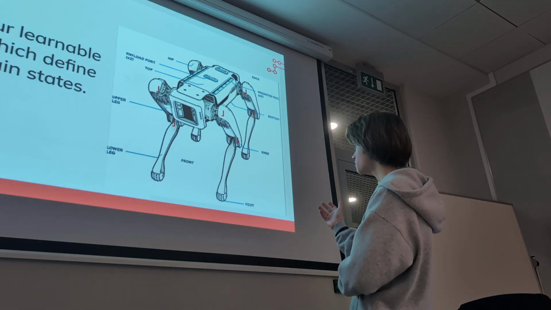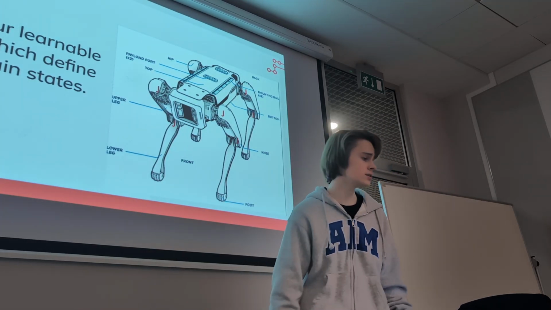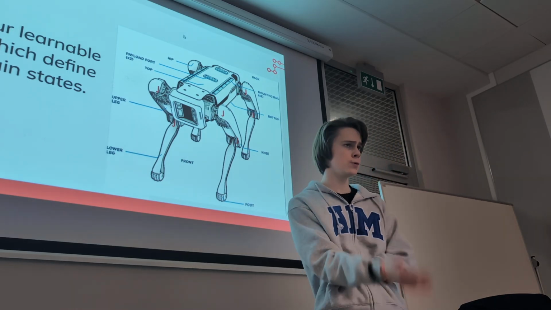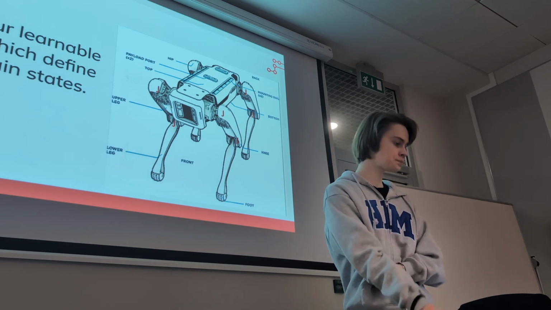So our joints are basically the parameters that we try to learn, and those are basically the actions we take while trying to learn.